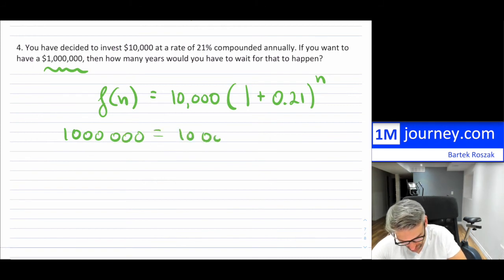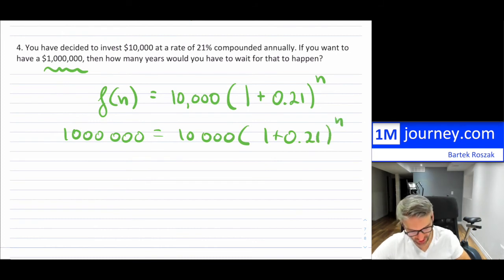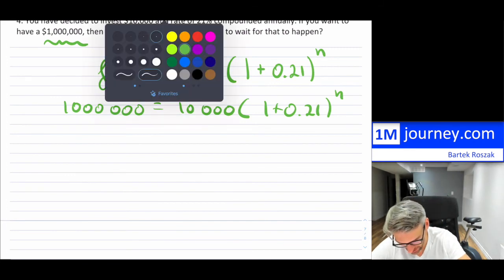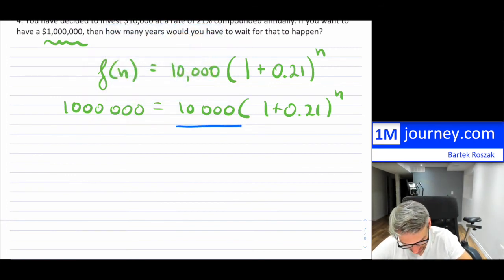So what we're trying to do now is solve this equation for N. In order to do that, we're going to have to use logs, because we're trying to find the exponent. Okay, so let's do it. At least this question won't be that difficult in terms of solving.